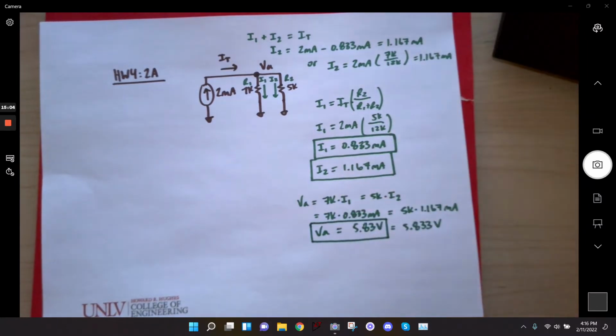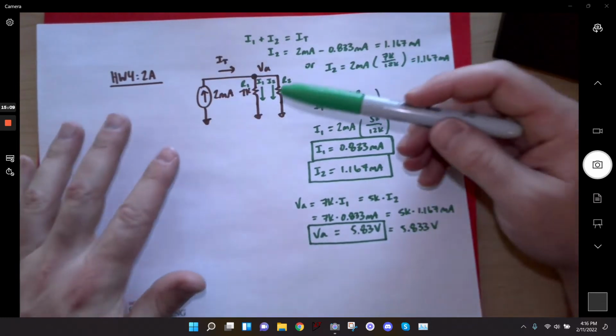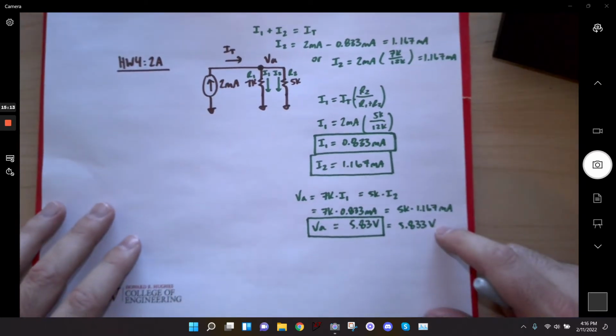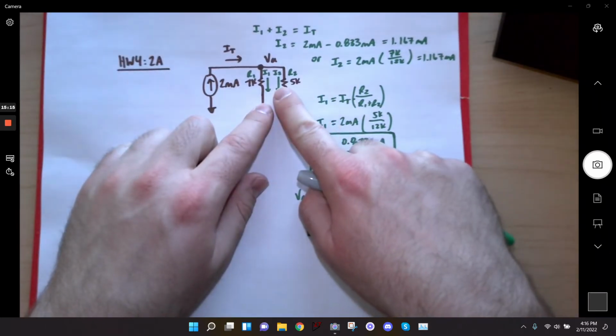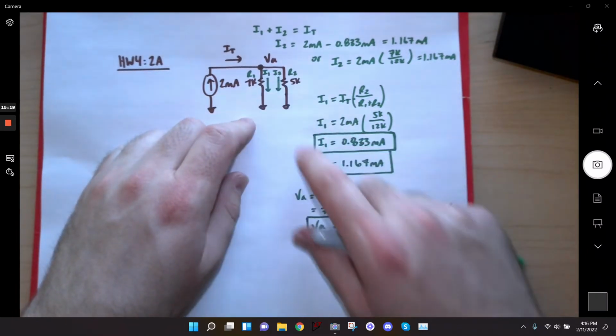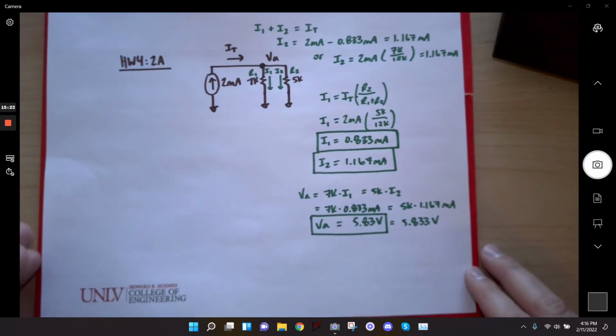So that's how to find the voltage across the parallel resistors using the currents without combining them. You can use either one. You could use the 5K and the current flowing through it, which we did over here, or you could use the 7K and the current flowing through it, which we did right here. And they both give me the same answer.